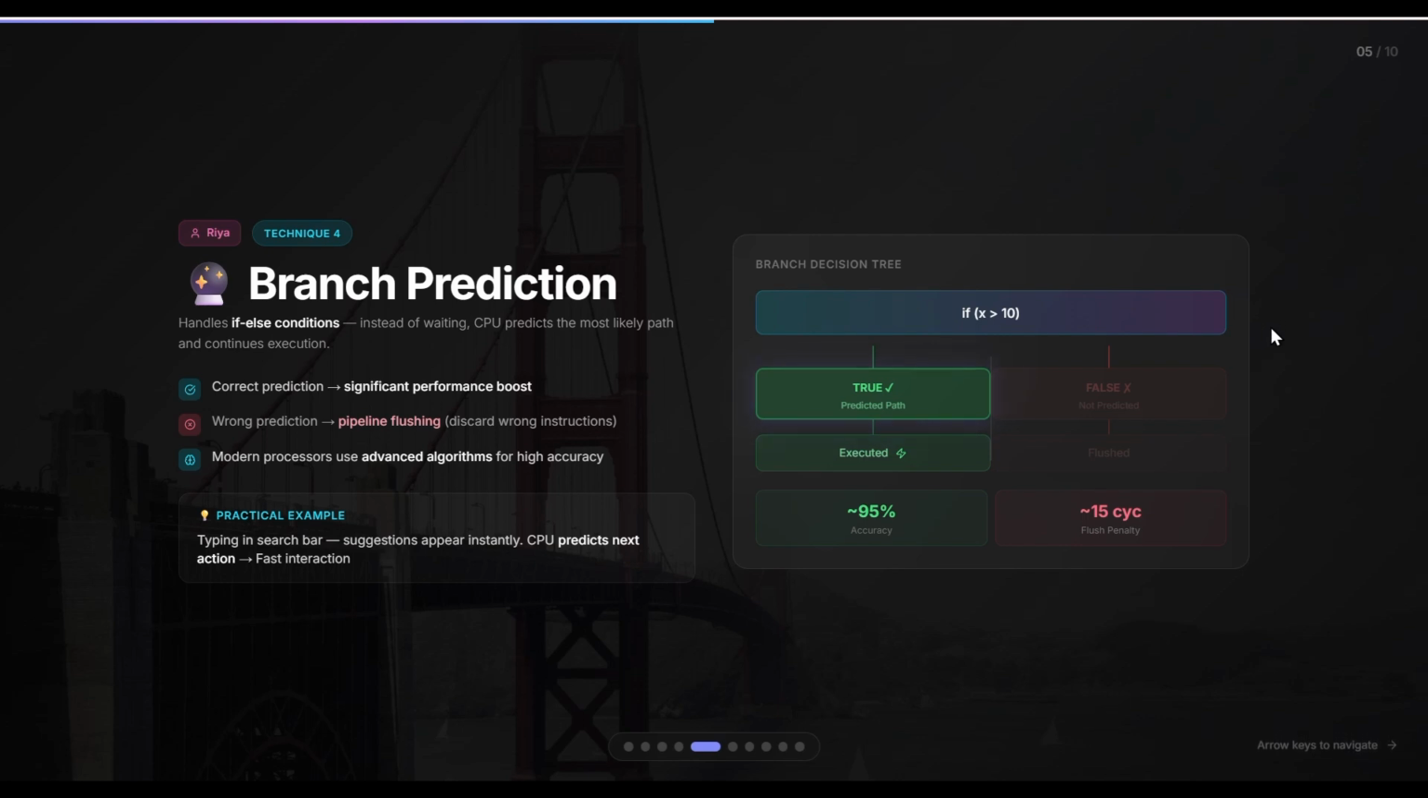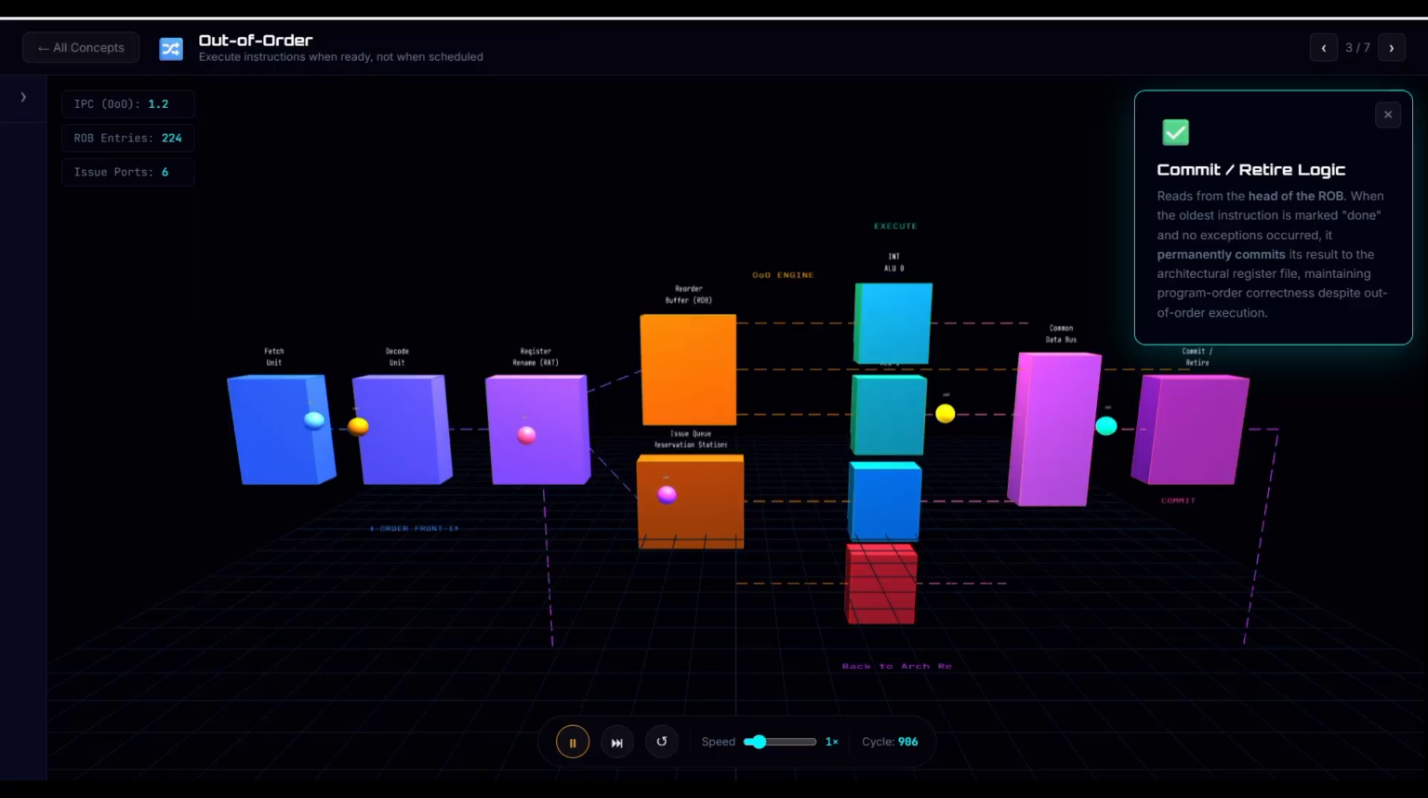Now, the practical implementations are like this. It gives us auto suggestion and smart loading for apps. For example, typing in a search bar, suggestions appear instantly. The CPU predicts the next action. We can conclude that it helps us in fast interactions. Now, let us see the 3D modeling of this particular topic.